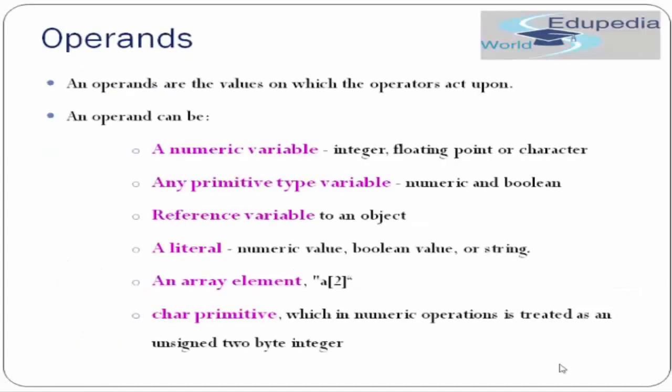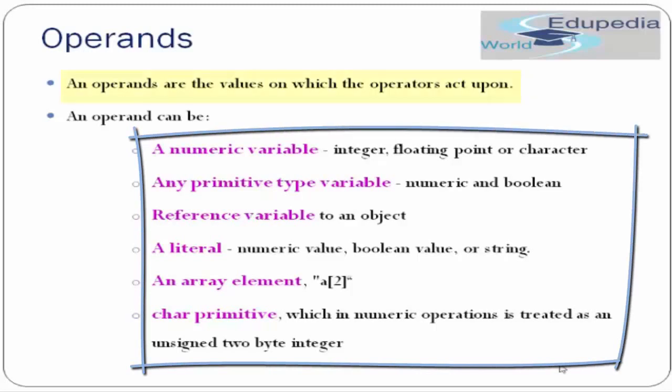And let's see now what an operand is. Basically, operands are the variables on which operators act. An operand can be a numeric value, in the case of an integer, floating point or character. For example, 3, 3.2 or the character A. Or it can be a primitive type variable which is numeric or boolean, for example true, false or 2, 3, 1, any number.